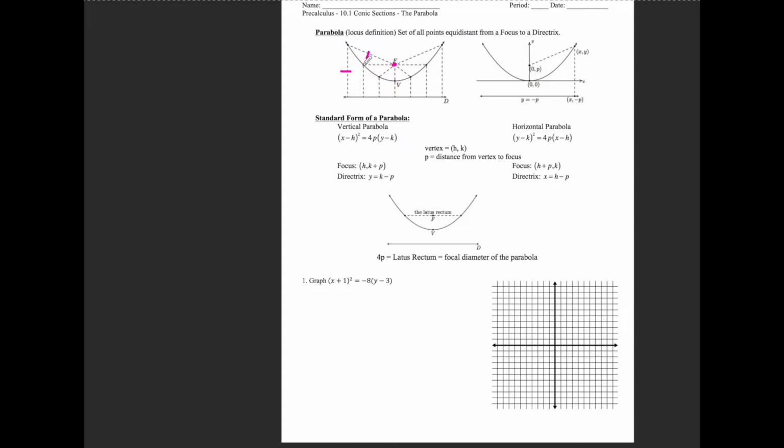So the distance from this point on the parabola to the focus is the same as the distance from this point on the parabola to the directrix. The same is true for this point on the parabola to the focus and to the directrix, and so on.